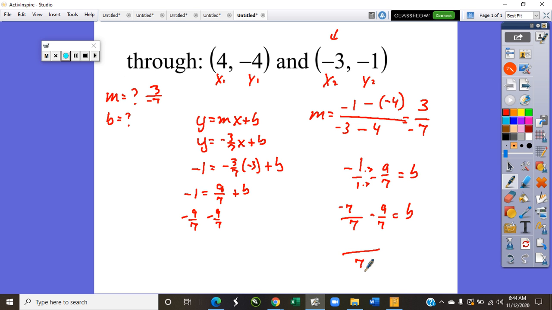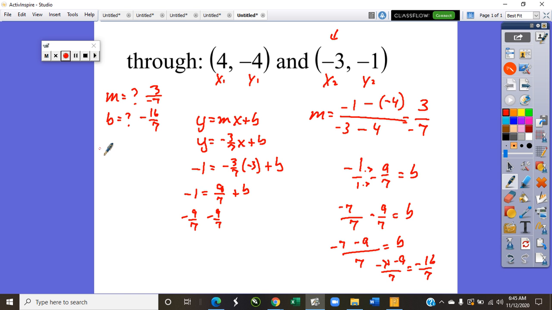All of this is over a 7. So negative 7 minus 9 equals b. Well, negative 7 minus 9, that's not normal subtraction. So think back to last year: we copy, change to the opposite. Negative 7 becomes plus negative 9, over 7. What's negative 7 plus negative 9? Negative 16 over 7. So I found my b. My b is negative 16 over 7.